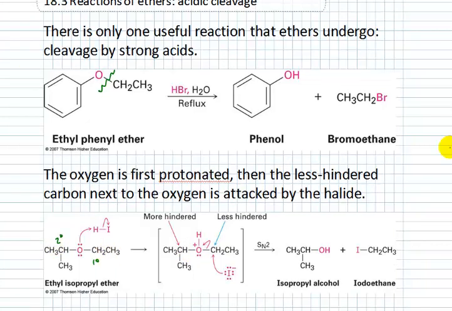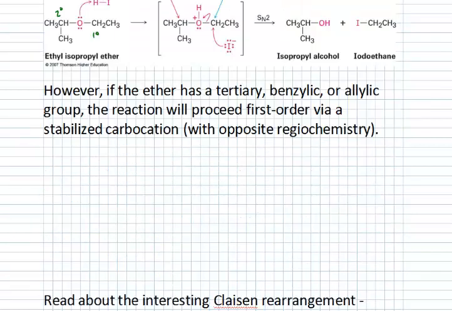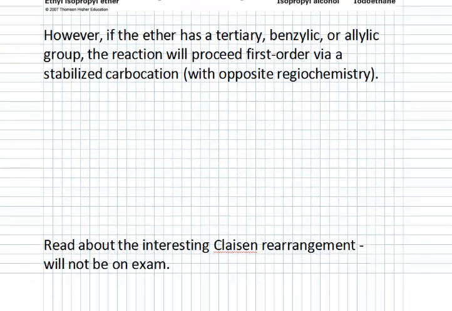So the nucleophile ended up, like we see here, on the less substituted carbon, the primary one. But if I have a tertiary, benzylic, or allylic group, the reaction will go first order. So our selectivity will change. So let me make benzyl. Let's do benzyl methyl ether, CH2. Benzyl, so benzene and CH2 on one side, methyl on the other side.